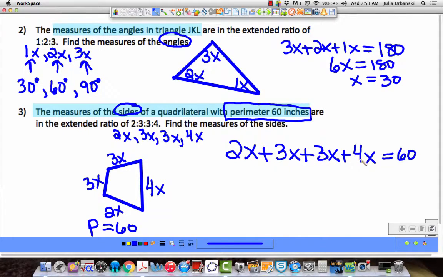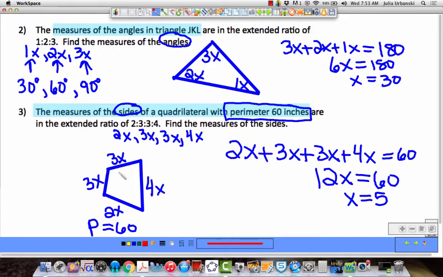6 plus 4 is 10, plus 2, I get 12x. Is that what you got? And x equals 5? Always go back and read the question. Find the measures, plural, of the sides. So you have to plug it in all 4 times.